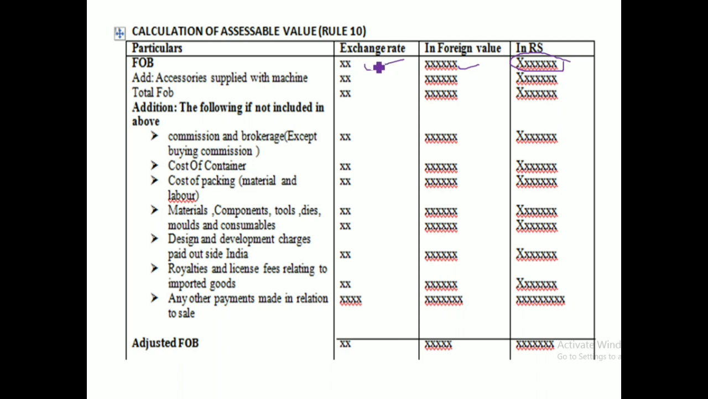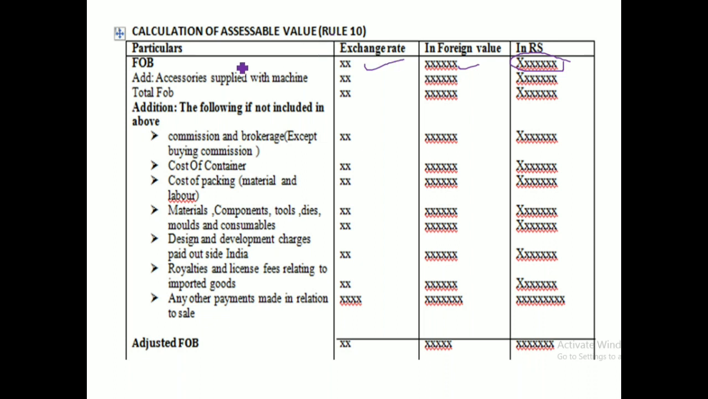If the exchange rate is given based on different authorities or institutions, how we need to determine it, I will discuss in the next slides. We need to consider both, or we may consider it in rupees also, in foreign value or in rupees. And as the exchange rate has been given, what exchange rate we need to consider, I will tell in the next slides.